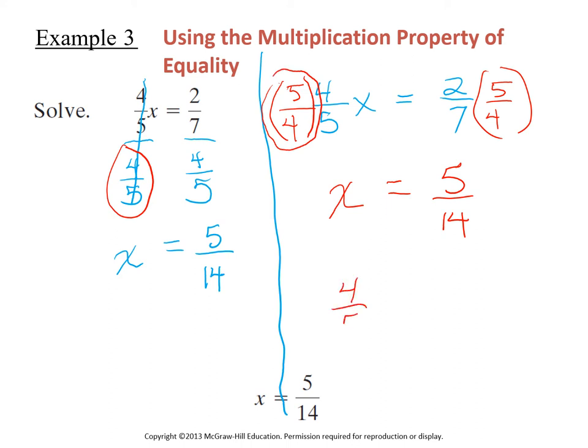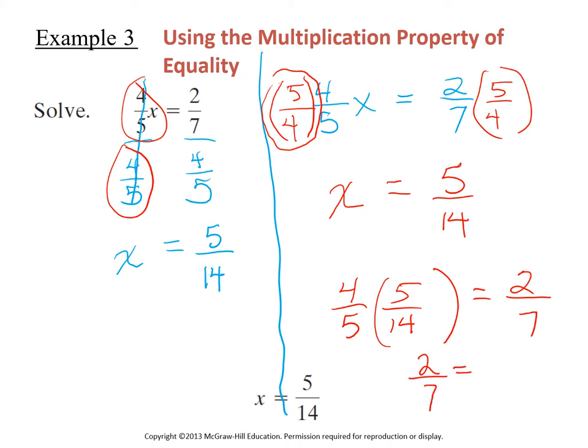So I'll take 4/5 x, and that is 5/14. And make sure that equals 2/7. So I'll plug that into my calculator, 4/5 times 5/14. And I see that it equals 2/7. So my balance statement, 2/7 equals 2/7.